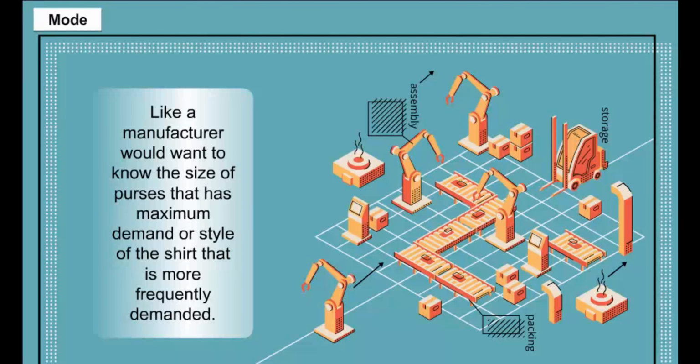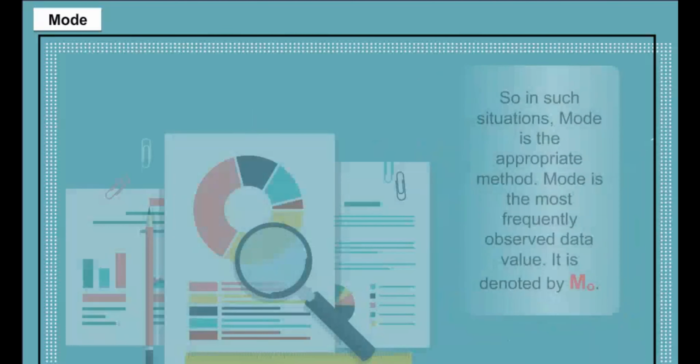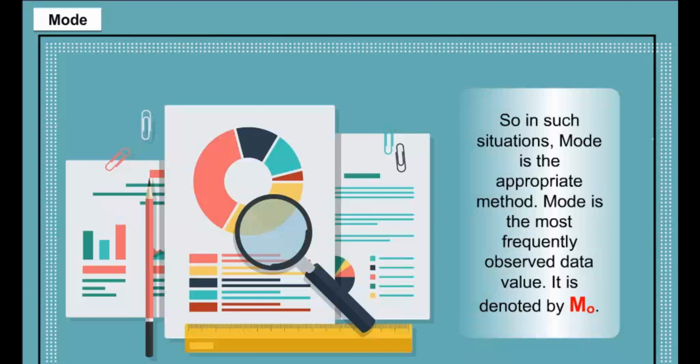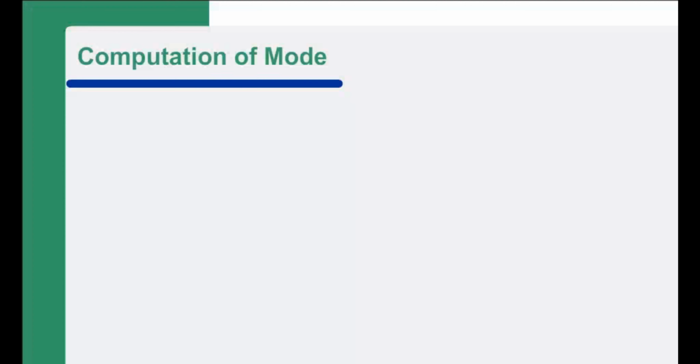Mode. At times, we are interested in knowing the value around which maximum concentration of items occurs. Like a manufacturer would want to know the size of purses that has maximum demand or the style of shirt that is more frequently demanded. So in such situations, mode is the appropriate method. Mode is the most frequently observed data value. It is denoted by MO.